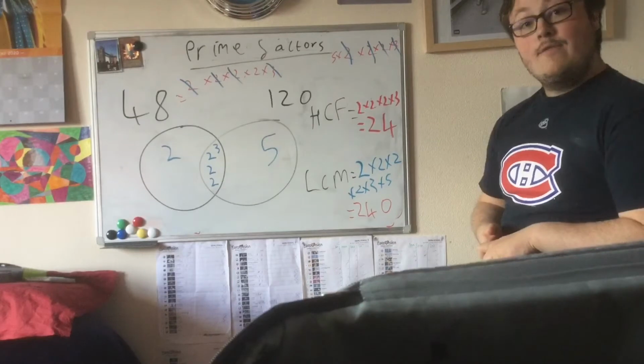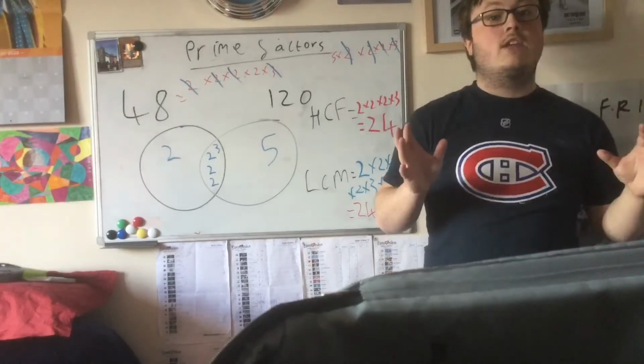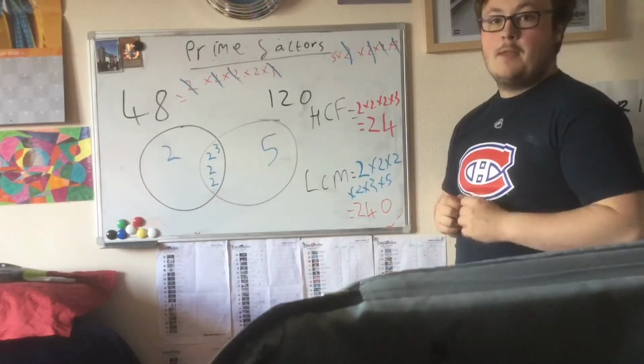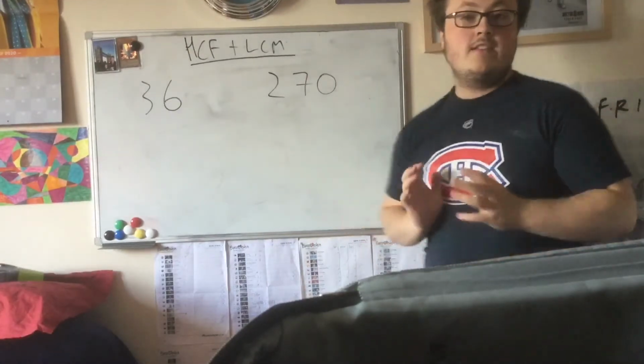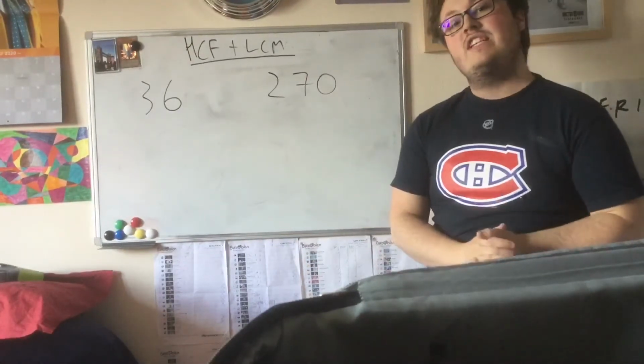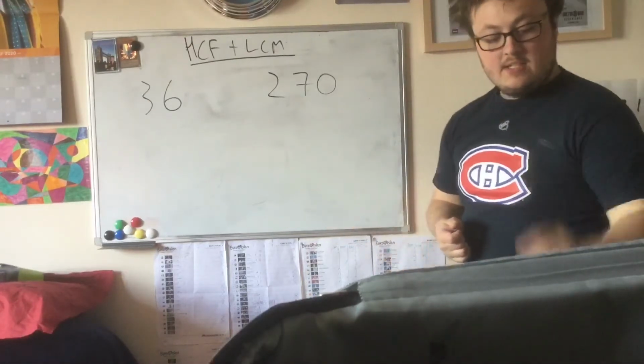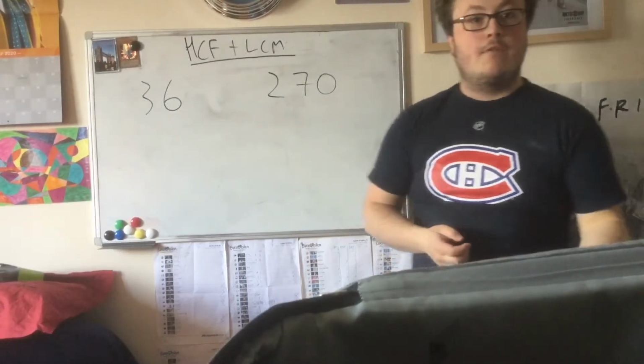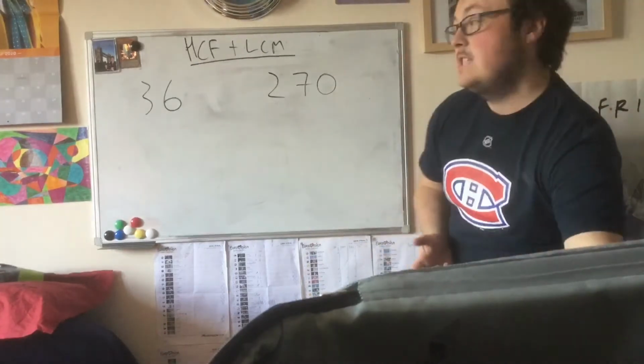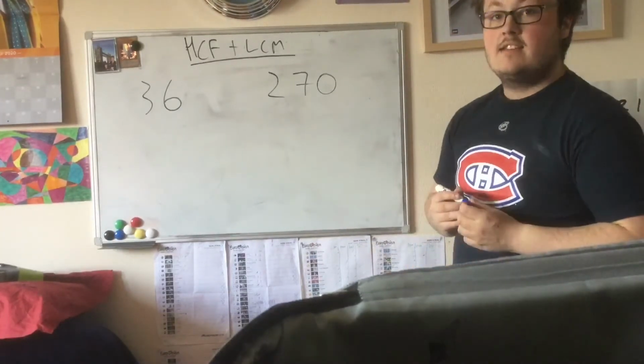Let's now do another one completely from scratch and work it out from there. This one we're going to do 36 and 270. What are the highest common factor and the lowest common multiple of both of them? So firstly, we need to find the prime factors of 36 and 270.